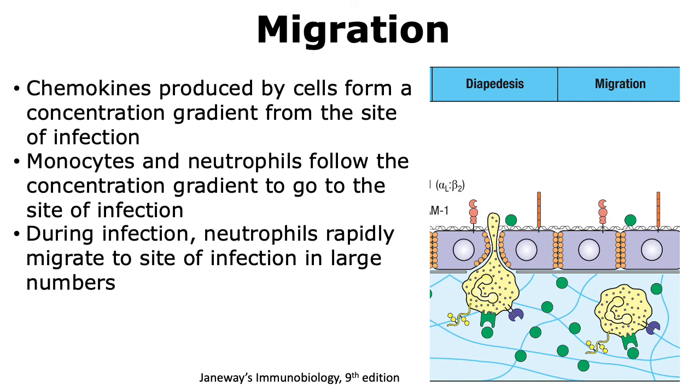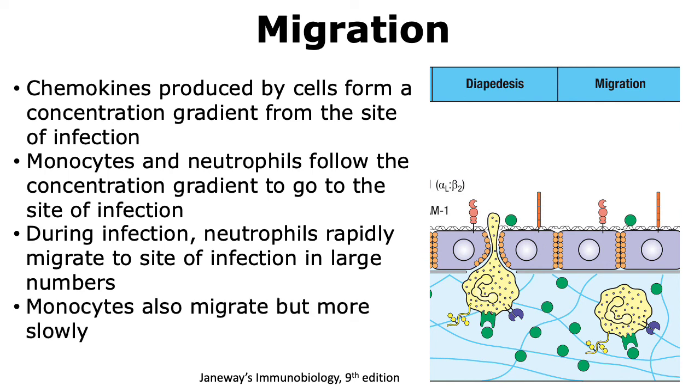During an infection process, neutrophils are the first cells that will go to the site of infection, and they rapidly migrate to the site of infection in very large numbers. Monocytes also migrate, but they migrate a little more slowly, and you don't see them as rapidly as you see neutrophils, simply because neutrophils are a lot more in number when it comes to how many cells are there in blood.